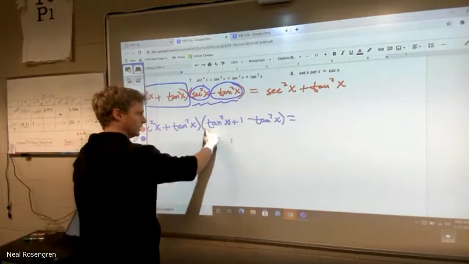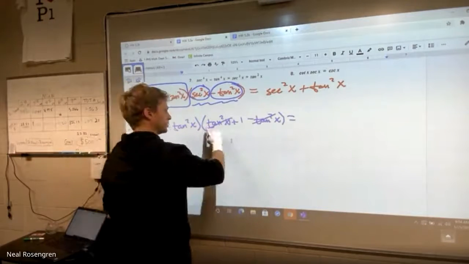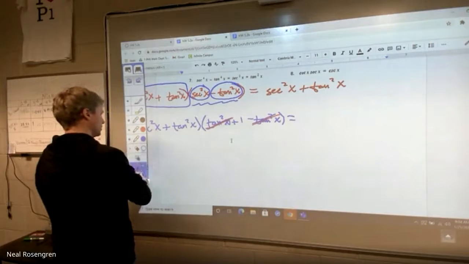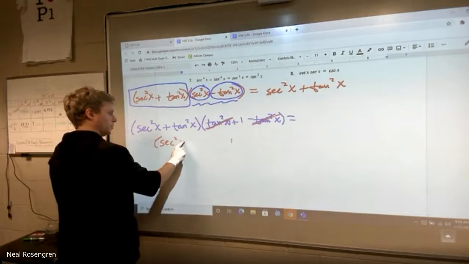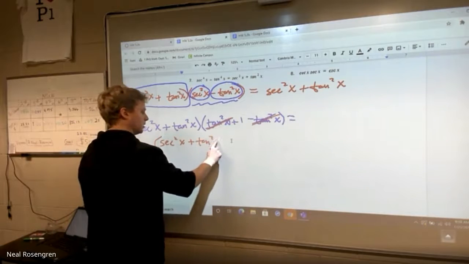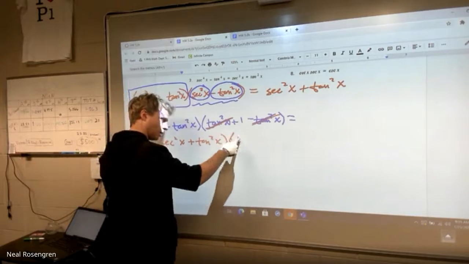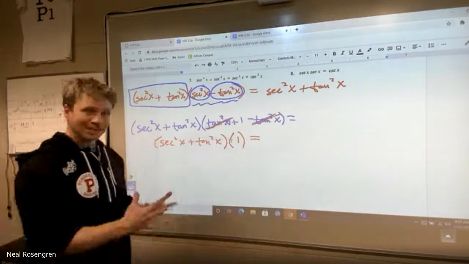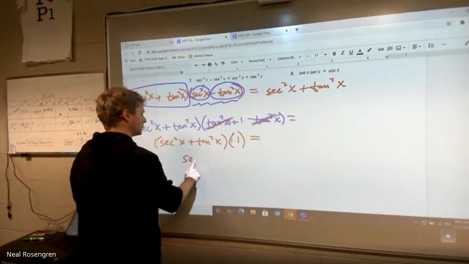All right, tangent squared minus tangent squared. There it is. Bring down the secant squared plus tangent squared. And yes, that's what I wanted. It was equal to 1. What was inside there is equal to 1. I still have to take that last step.